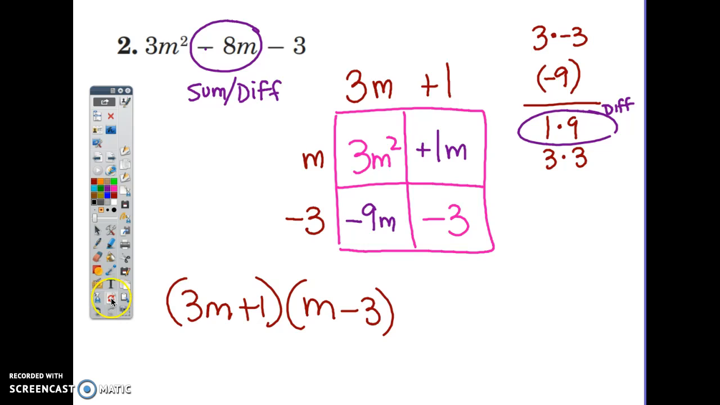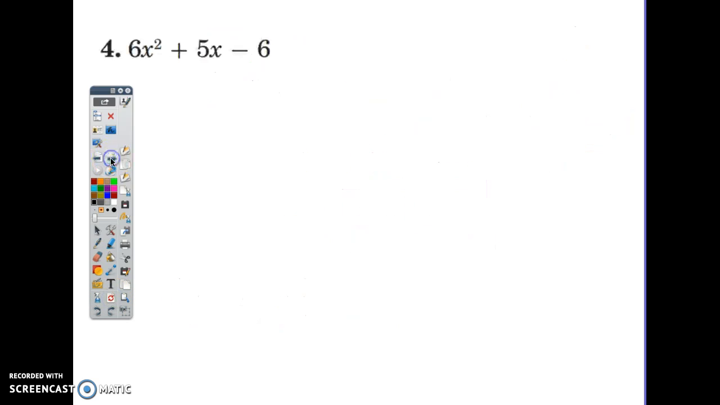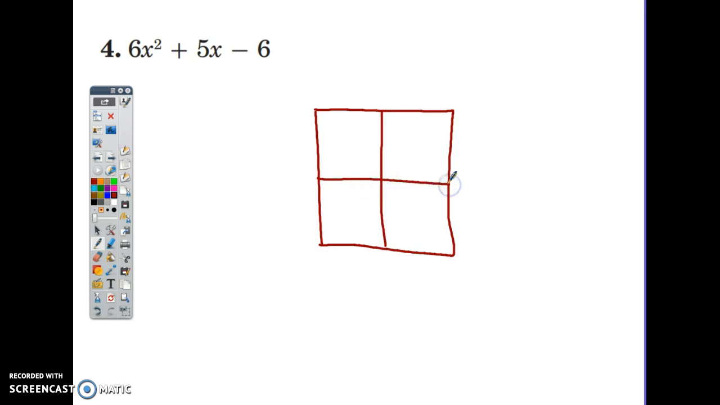Okay, so this is the last one I'm going to do in this video. We're going to skip number 3. We're going to go straight into number 4. So I need everybody to write down problem number 4 down. And let's start filling in our box. Problem number 4. Fill in the box. The first term goes in the first box, 6x squared. The last term goes in the last box, negative 6.